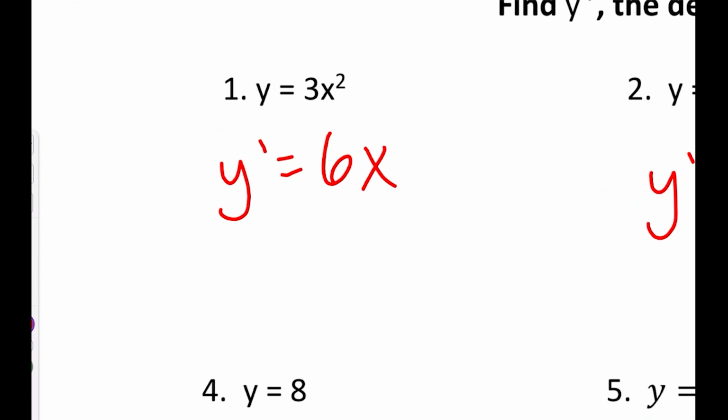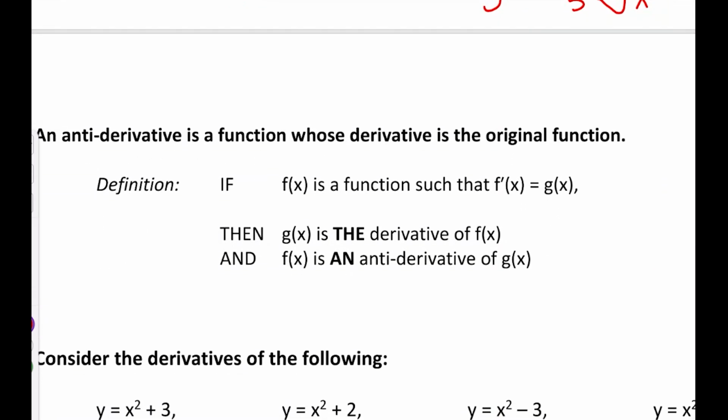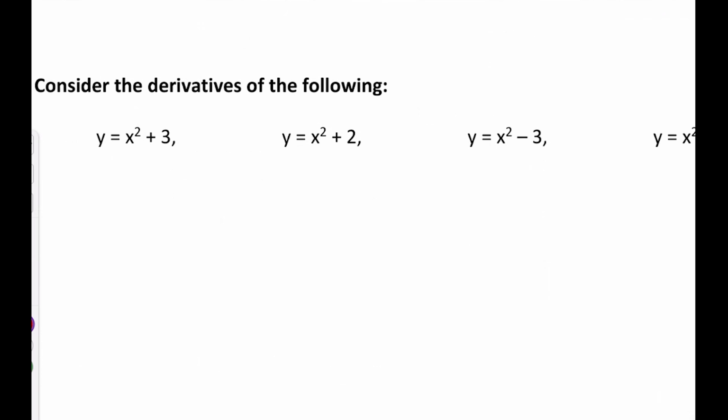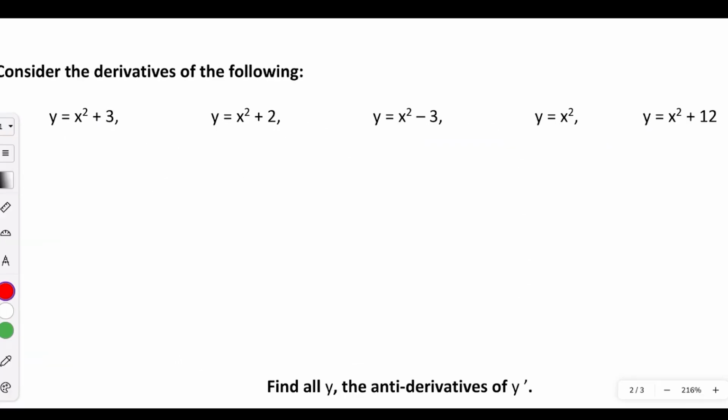So what we're going to be doing for this whole semester is going backwards like that. If I give you a derivative, I want you to give me the original function. Let's take a look at a couple of examples. Now I want you to consider these functions before we start finding antiderivatives. There's a whole list of antiderivative rules that you'll learn, just like you learned the derivative rules.